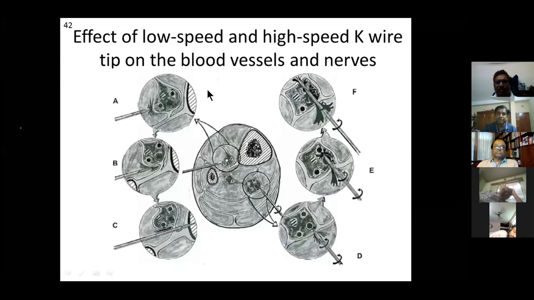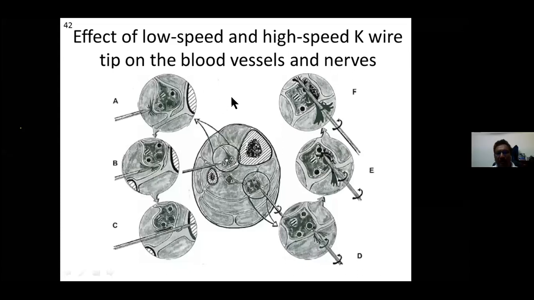Now, it is also described in previous lectures. You will place wires, but the effect of low speed and high speed drill is very much important, because if you use the high speed drill, then you may pierce the vessels and nerves. But if you use the low speed drill, then when the wire makes contact with the bundle sheath, it pushes away the bundle sheath without penetration, if it is slow RPM. But if it is with high speed, then it will perforate the vessels or nerves.